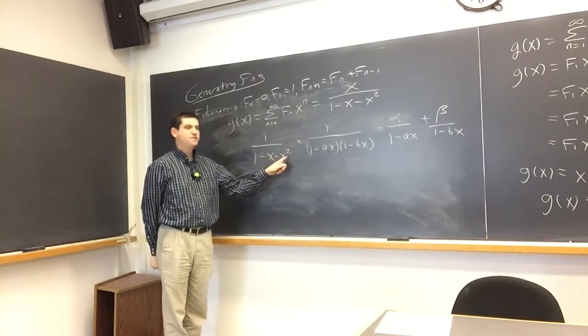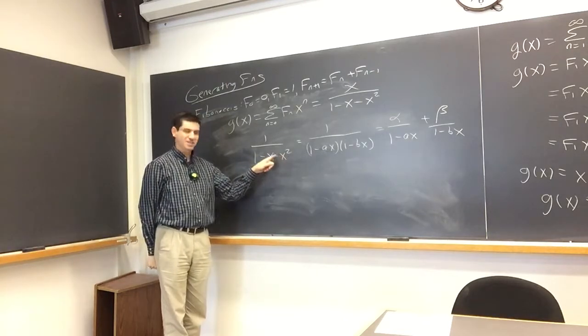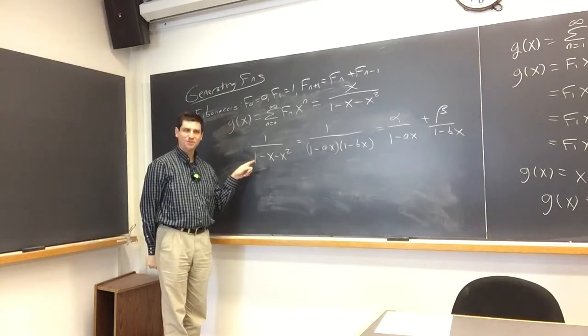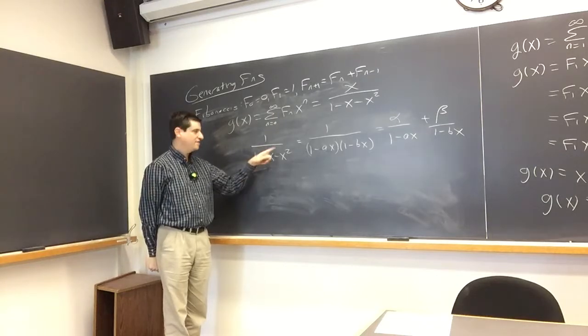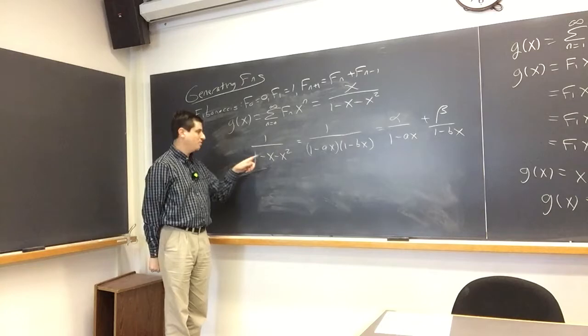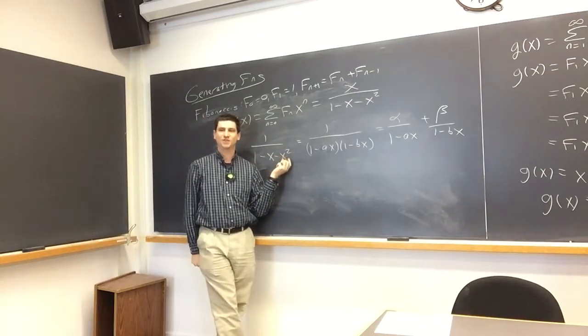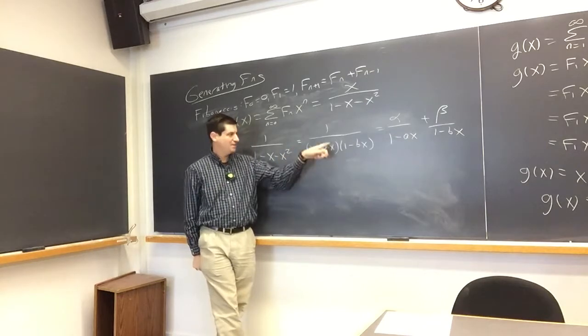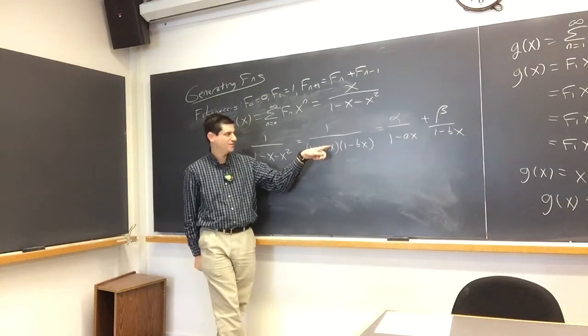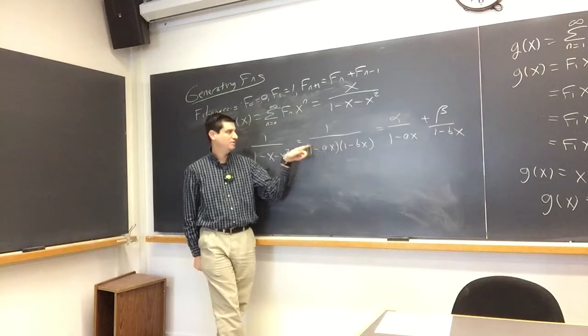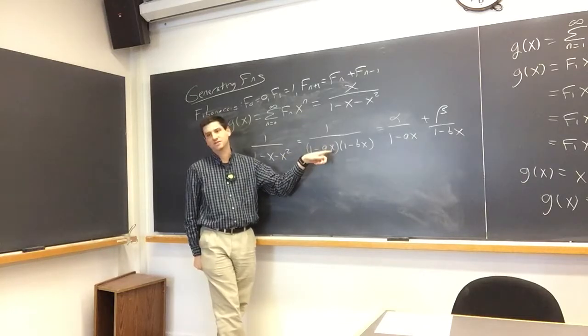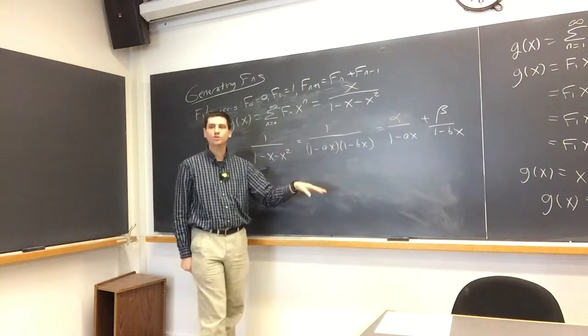If you notice, this is very similar to the characteristic polynomial of the Fibonacci numbers. Instead of having x squared minus x minus 1, we have 1 minus x squared. This is basically telling you it's like the reciprocal roots of the Fibonacci equation. And in fact, you can see that it's reciprocal because instead of having things like x minus r, we have 1 minus ax.